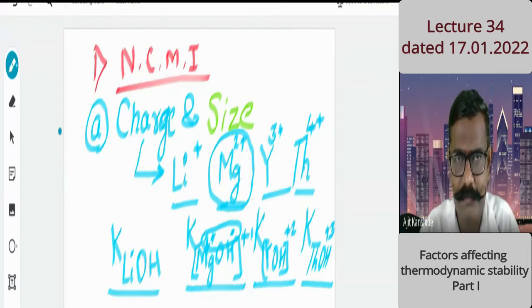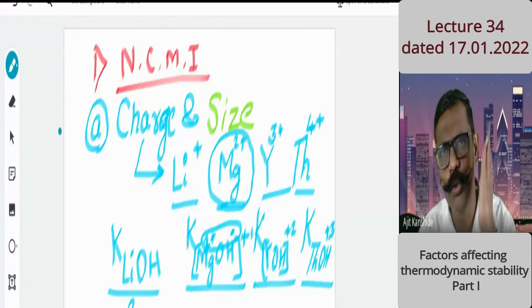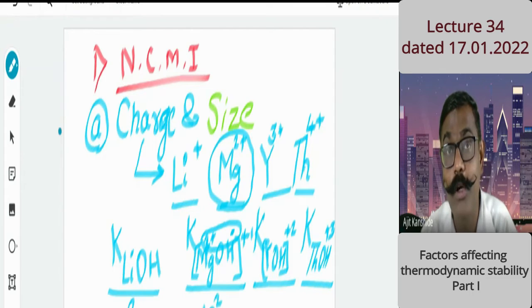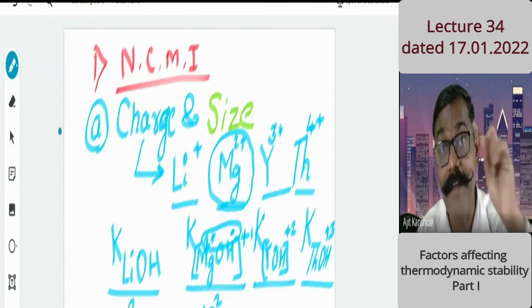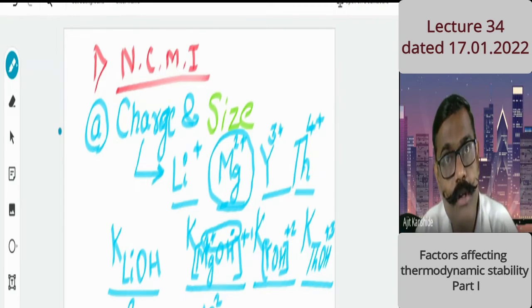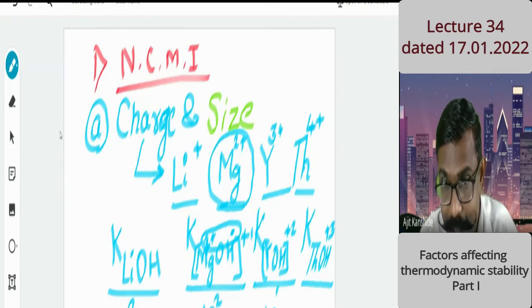Stability constants for them are, try to remember these numbers now. Stability constant for the first complex is 2, merely 2. Stability constant for the second complex with charge 2 plus, that's MgOH plus, is 10 raised to 2. It is not only 2, 10 raised to 2 means 100. See, 2 jumps toward 100. Stability constant for the yttrium complex is 10 raised to 7.